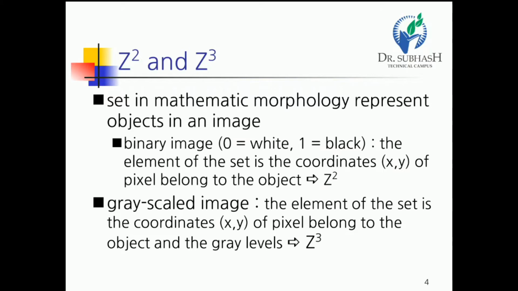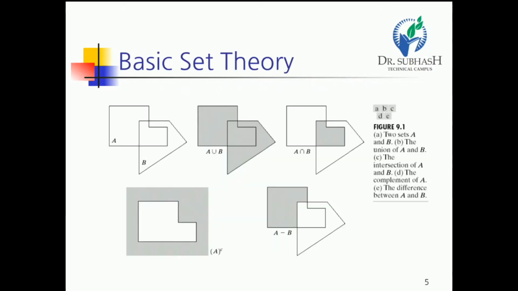And in Z3 coordinates, that can be represented as a grayscale image. The elements of the set are the coordinates x, y of the pixel belonging to the object, and the gray level, that can be represented as Z3 elements. This is the basic set theory.